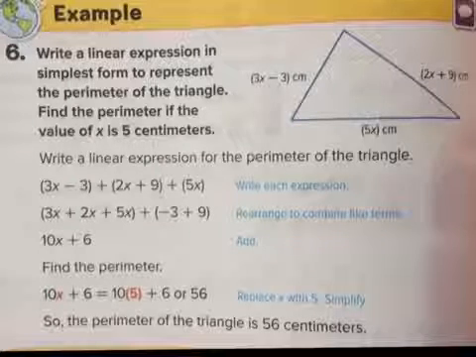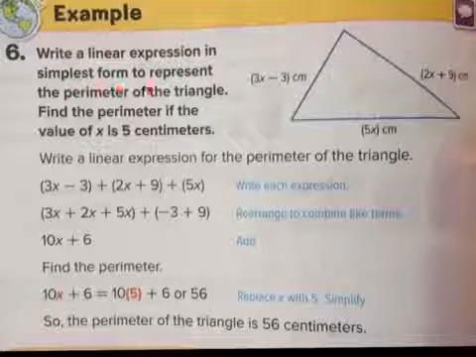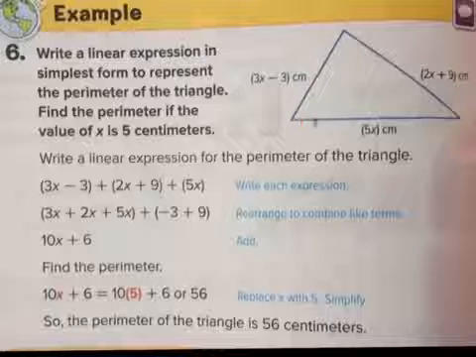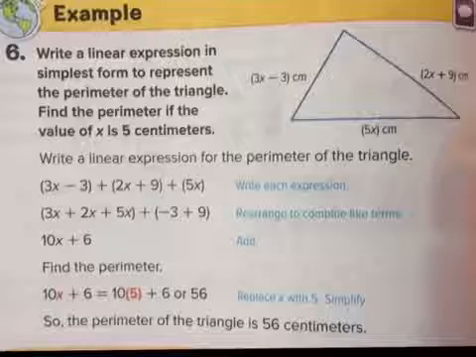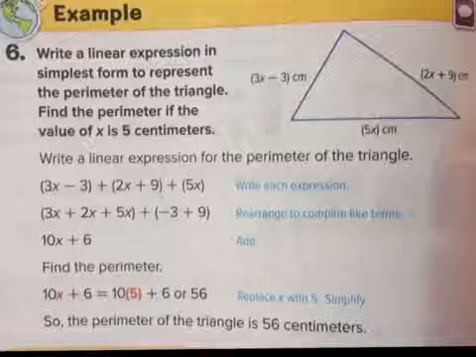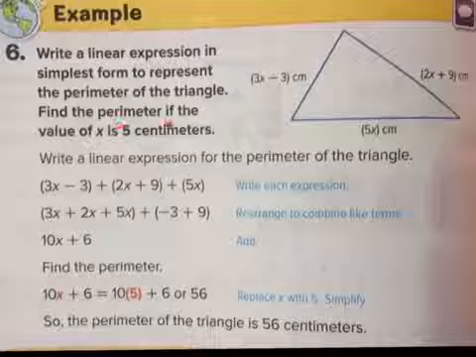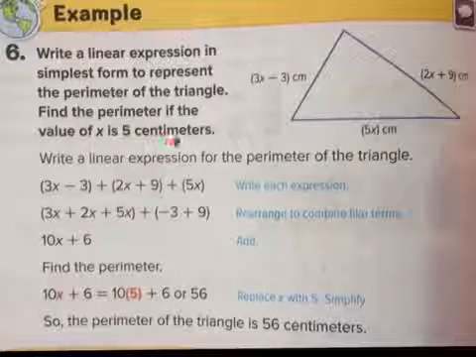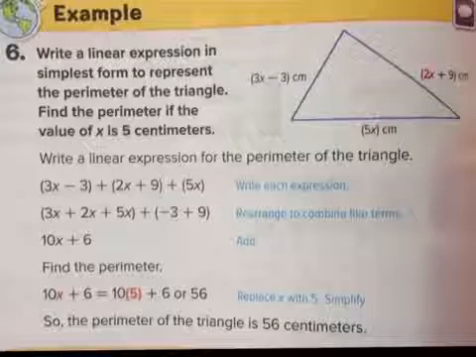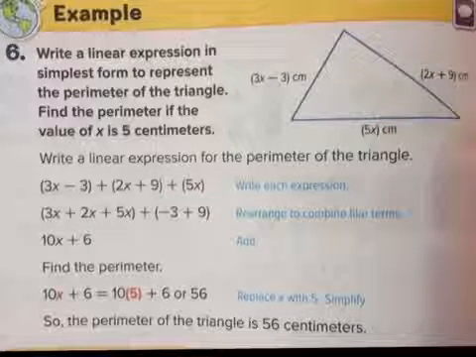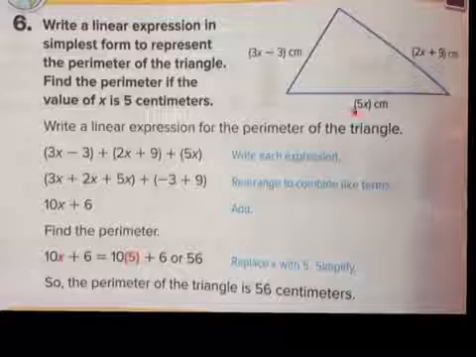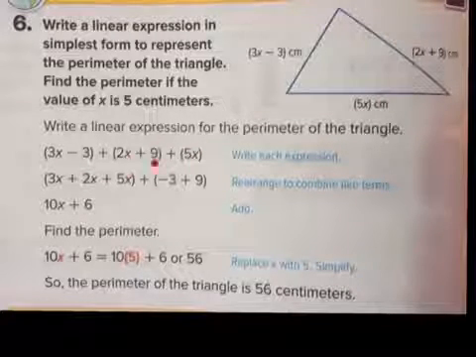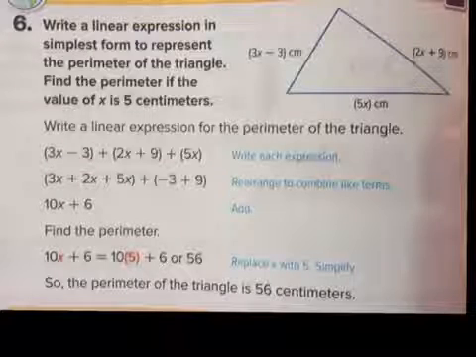And finally, for example 6, write a linear expression in simplest form to represent a perimeter. The perimeter is the distance around. You add this, and it tells you how long it is around the outside of the triangle. Find the perimeter if the value of x is 5 centimeters. So we've been given the value of x, which we can replace in all those. But what we can do first is take all the sides of the triangle and add them together. As you see up here, there's the 5x, there's the 2x plus 9, and there's our 3x minus 3, right?